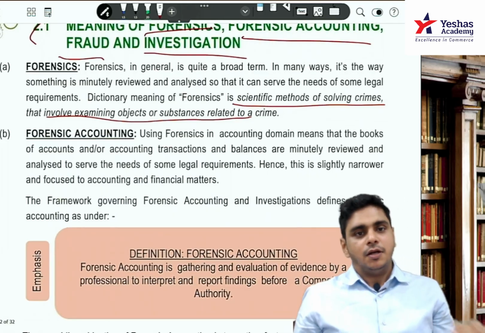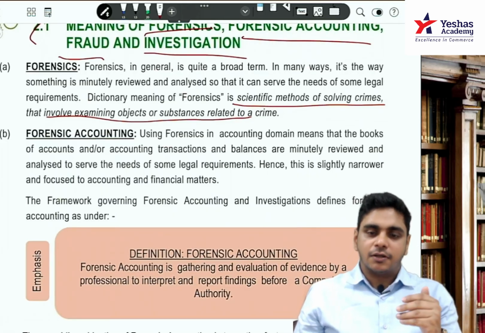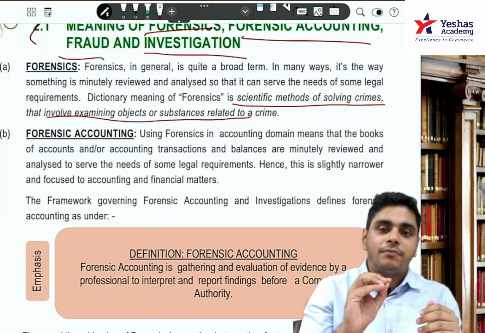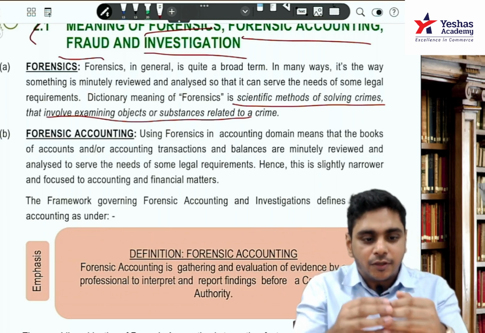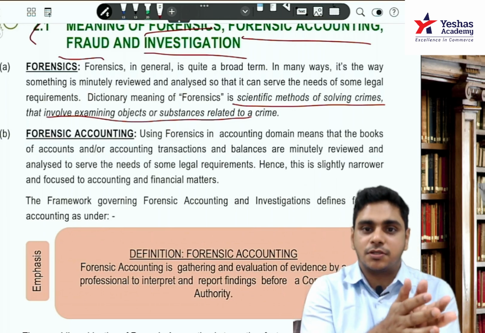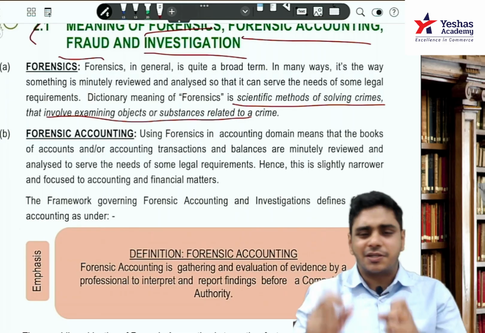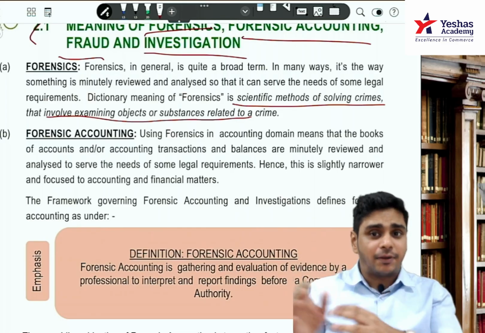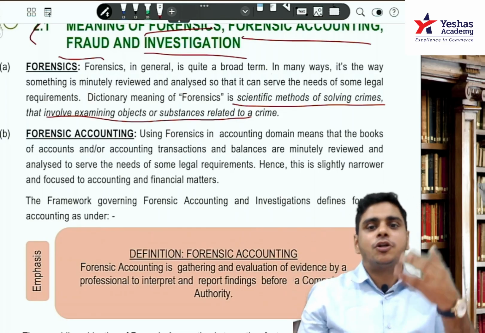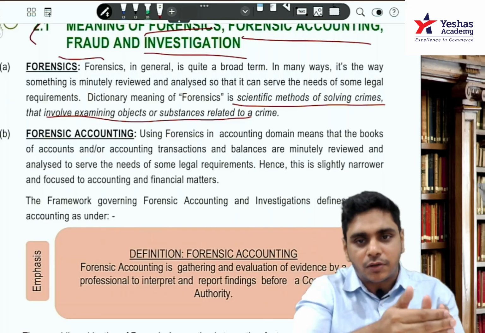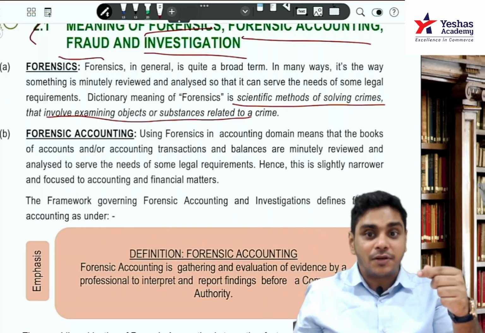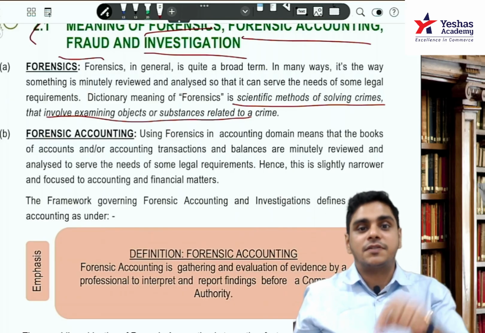Now when I say forensic accounting, so guys, forensic accounting means when you go in deep to solve a crime which is related to accounts. So where you are checking books of accounts, you are checking some accounting transactions, some Excel, some balances, bank statement. So you are checking the records related to accounts. It is called as forensic accounting. So you are solving a crime. Crime would be related to accounts. That is called as forensic accounting.